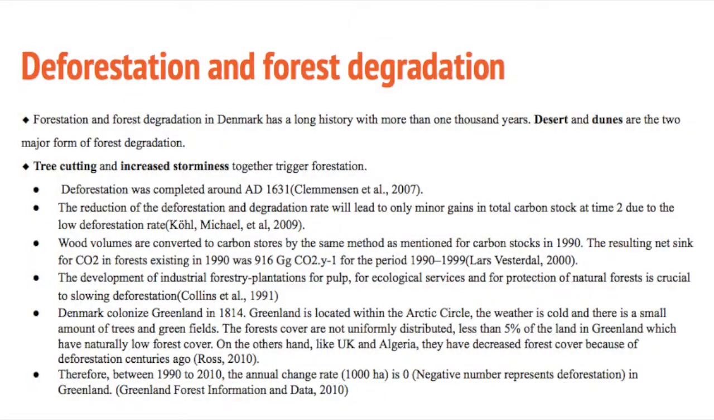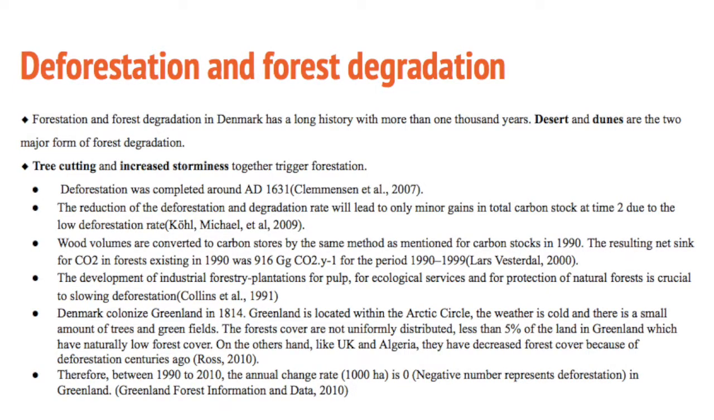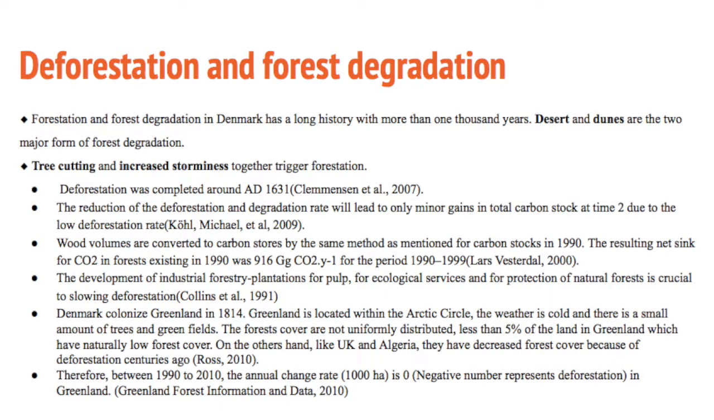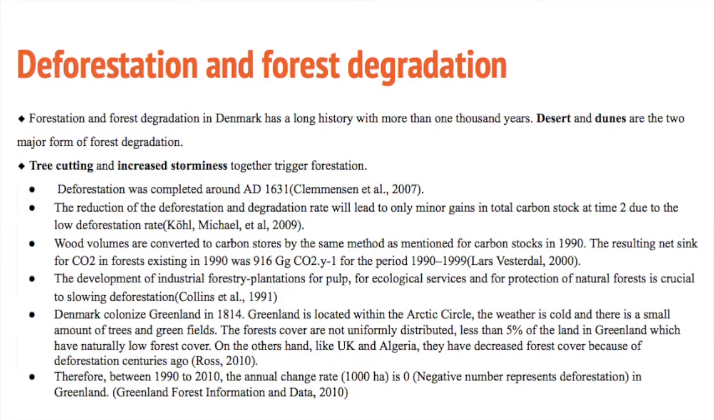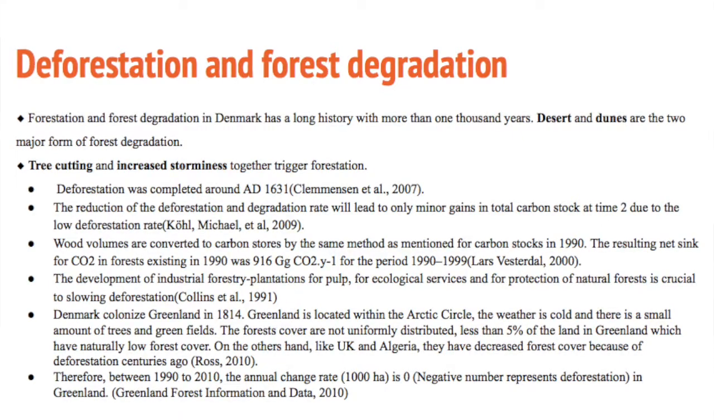Deforestation and forest degradation. Deforestation and forest degradation in Denmark has a long history of more than 1,000 years. Deserts and downs are the two major forms of forest degradation. Tree cutting and increasing storms together threaten forestation. Deforestation was completed around AD 1631.